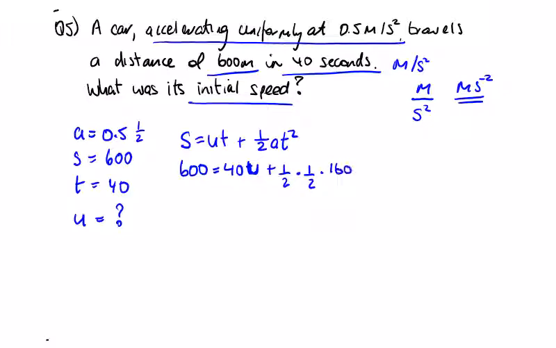Now I'm just going to write 1600 here. So you can see 600 is equal to 40U. And this is a quarter of 1600 plus 400. So 40U, that's a U, is equal to 200. So in this case, the initial speed is equal to 5 meters per second.